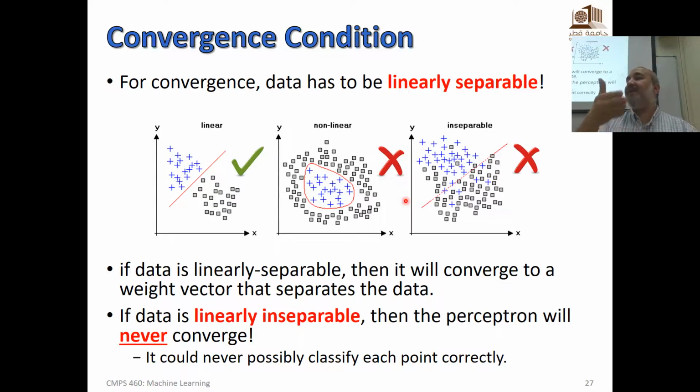Not converging doesn't mean that this is a bad classifier. Maybe the data is not linearly separable because of some noise. For example, you see this data is linearly separable, right? If I added one plus here, just here, it will not be linearly separable, just because of one point. That might be even noise.